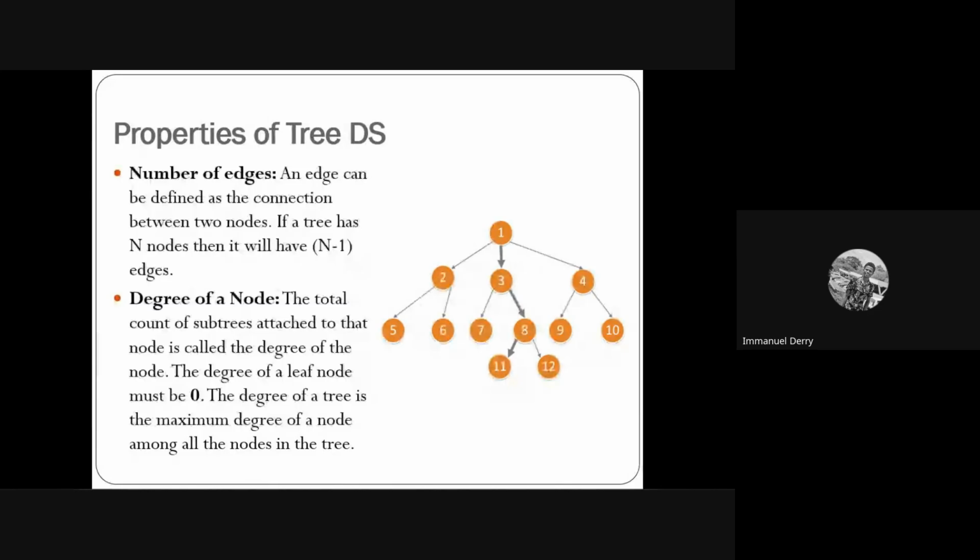And if a tree has n nodes, then it will have n minus 1 edges. So now let's consider how many nodes we have in this particular tree. How many nodes do we have?